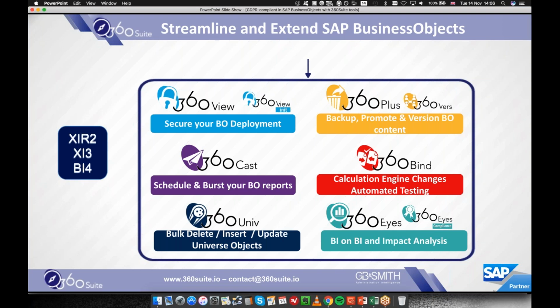And the last tool, which we will also see during this webinar, is 360 Eyes, which is our BI on BI tool, so you can do a deep dive in your Business Objects environment and metadata, find out what is used, not used, do full audit trails of user actions, do impact analysis to track the impact that any changes to a universe or enterprise data warehouse have on your reports within Business Objects.